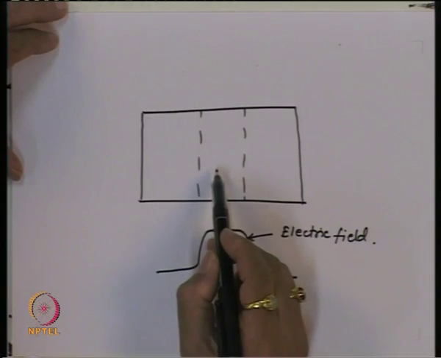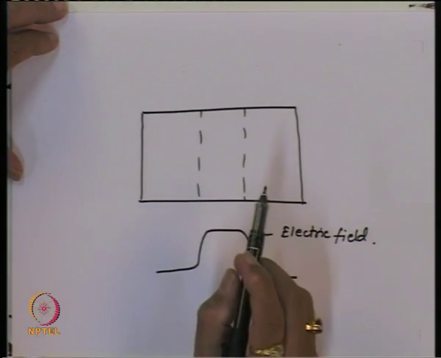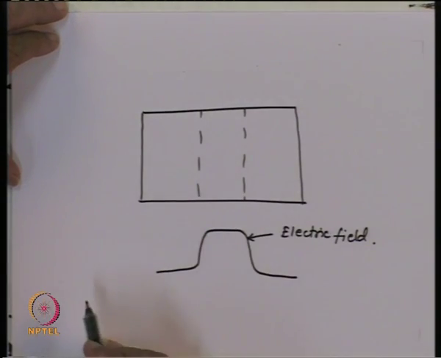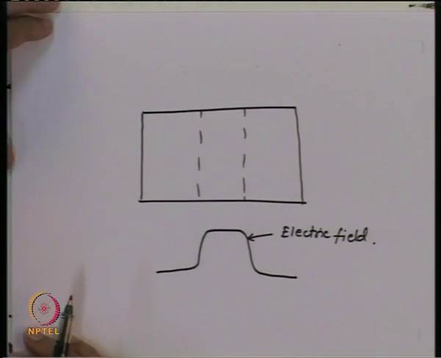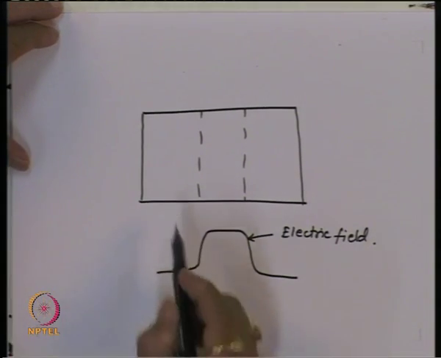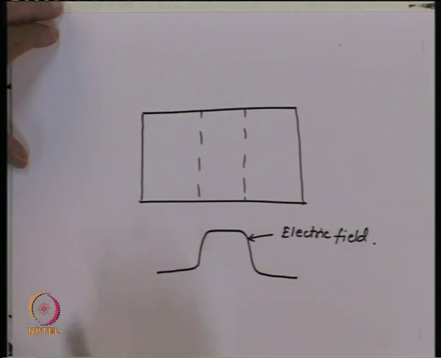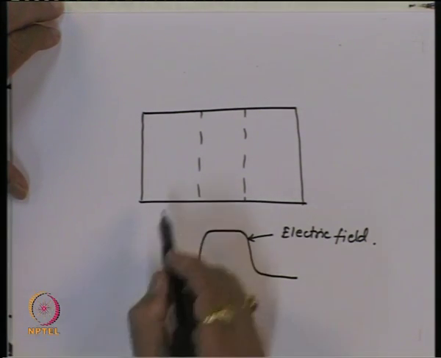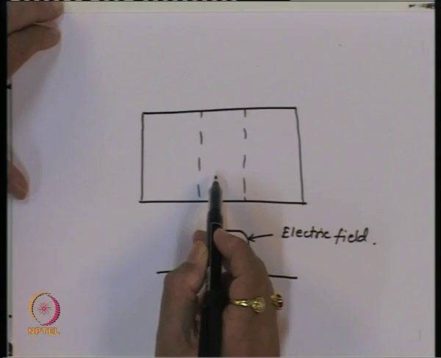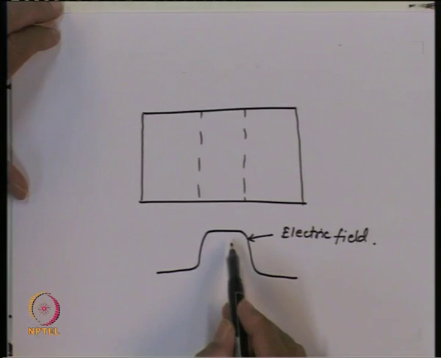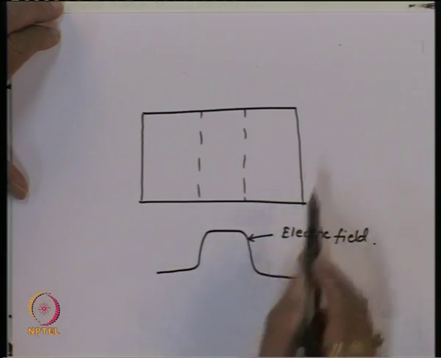So, if the carrier is generated in this region, then it will be immediately swept away because of the drift in the presence of this electric field. However, if the carrier is generated outside the depletion region, since there is no electric field in that region, these carriers have to diffuse into this region first, and only then will they come under the influence of the electric field, and then we will have a drift current.